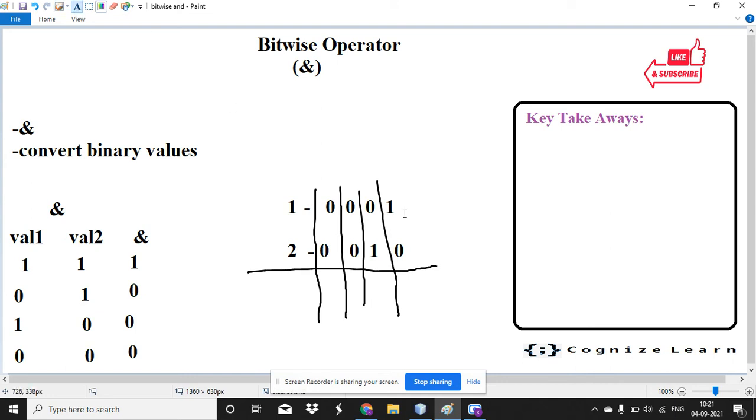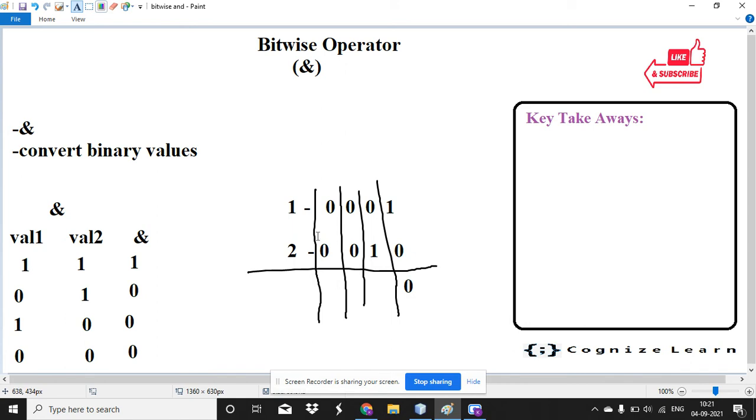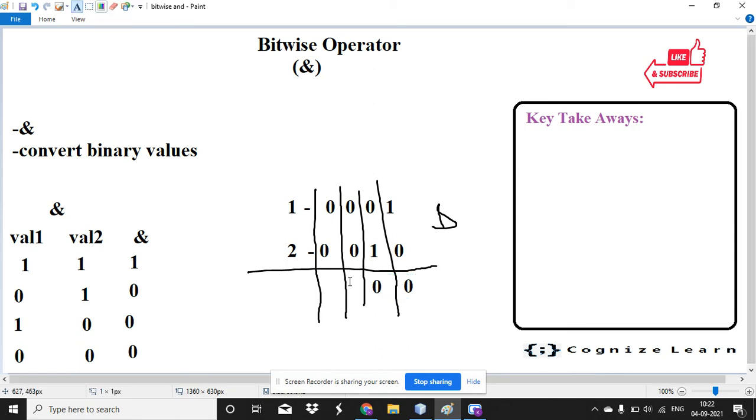This is how you have to make the calculation. First, look from the last bit. The first value is 1, the second value is 0. If any of these values is 0, then your output will obviously be 0, because we are performing the bitwise AND operator. And next, if any of the values is 0, the same thing, 0 will get printed. Next one, both are 0, so 0. And the last one, both are 0, so 0.